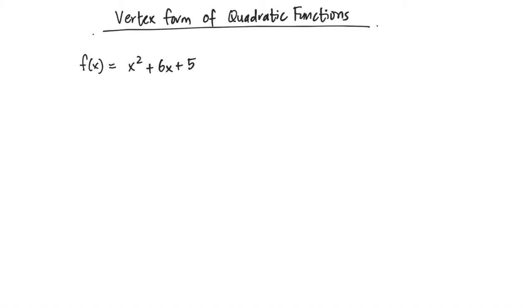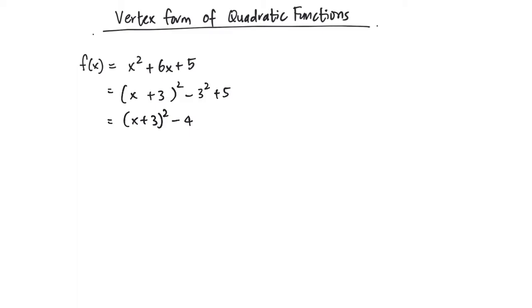In this video, we're going to discuss how the vertex form of a quadratic function will help us to sketch quadratic graphs. We have a function here, x squared plus 6x plus 5. Let's change it to vertex form. Open bracket, x plus 6 divided by 2, that will be 3, minus 3 squared plus 5. So we get (x plus 3) squared minus 9 plus 5, that will be minus 4.